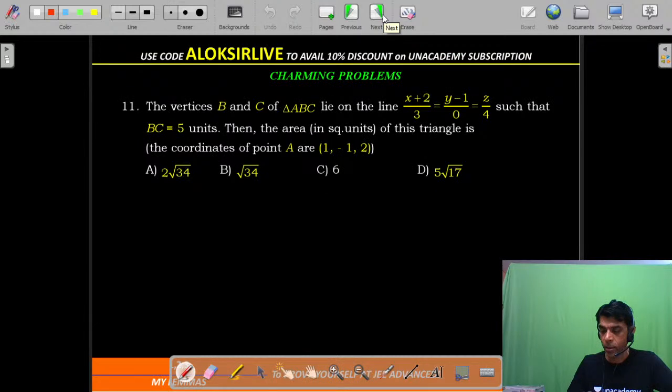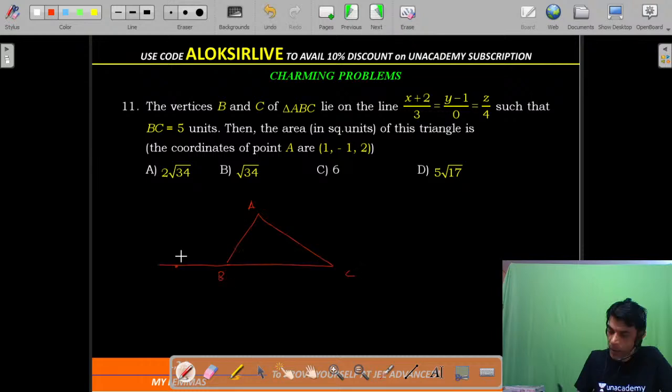The vertices B and C of triangle ABC lie on the line such that BC is 5 units, and the area is asked. Here again some other thing is there, right? Here you have got this triangle ABC. This BC, a given line is given. The coordinates of A are given as 1, minus 1, 2, and BC is 5 units. And then how do you know these kind of things, right? So the line is given, B and C lie on this line, means this line's point is minus 2, 1, 0, and this is 3, 0, 4.